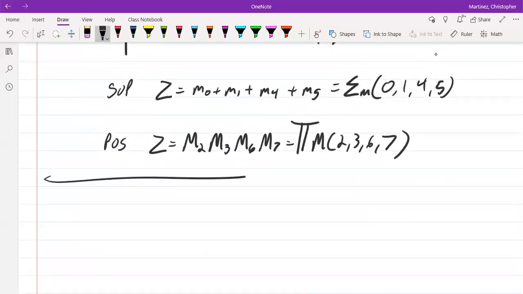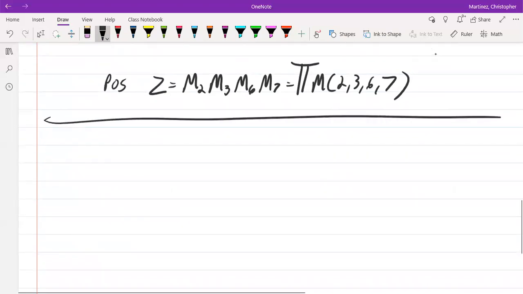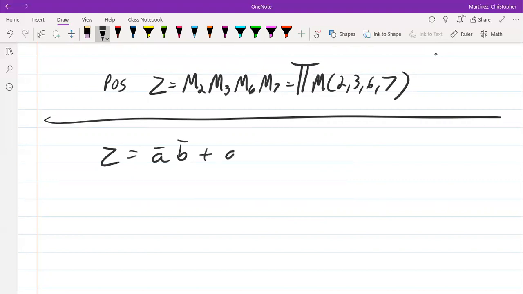Okay, I could go from a truth table to minterms, and maybe I'm going to want to go from an expression to a minterm. Let's say I have something like the following. Let's say I have Z, and Z is A bar, B bar, plus A, C bar. Okay, so the first thing I want to know is, what are my variables?